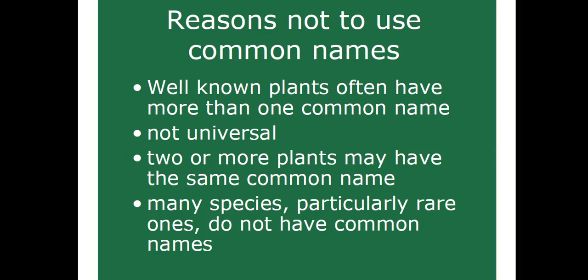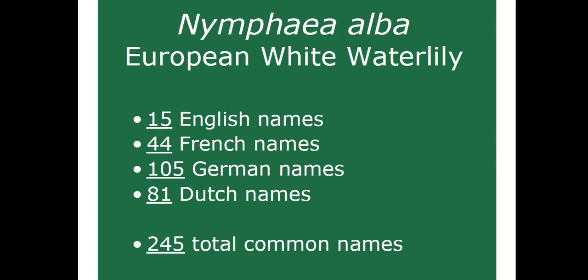Also, in many cases, a lot of species, particularly rare species of plants, don't even have a common name. They're only described by botanists using their scientific name. So let's look at another example here, this time from Europe. Nymphaea alba, the European white water lily.